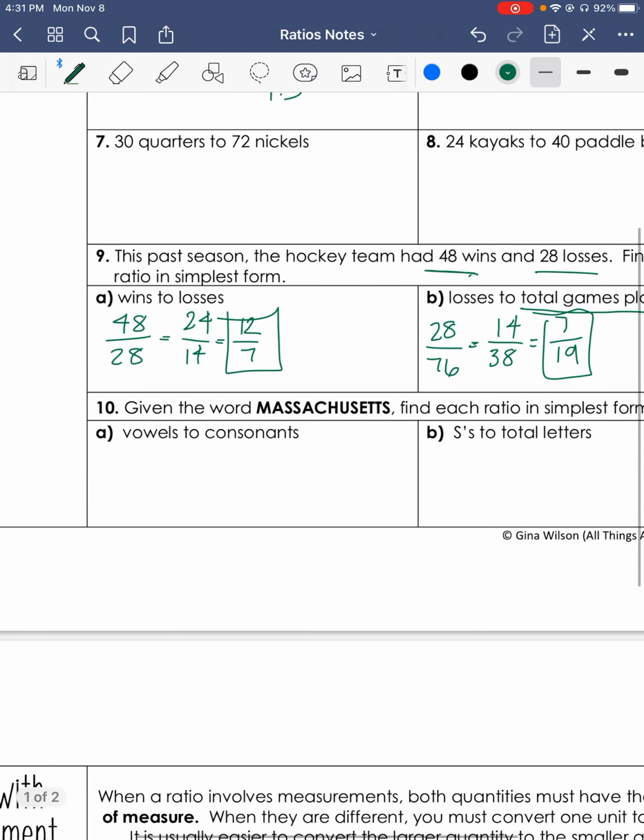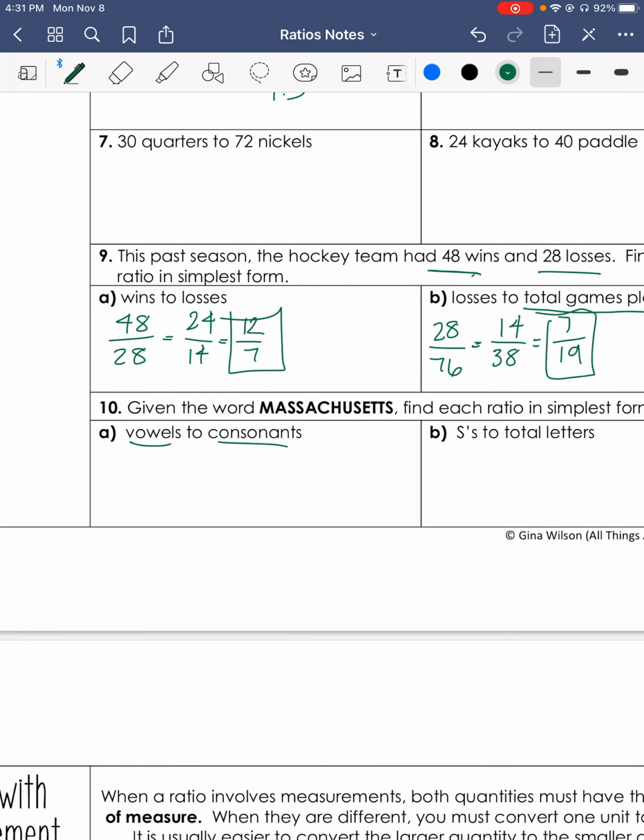Okay, given the word Massachusetts, find each ratio in simplest form. This is a really fun one. Okay, so vowels to consonants. Let's review what a vowel is. Vowels are the letters A, E, I, O, and U. Okay, and consonants are everything else.